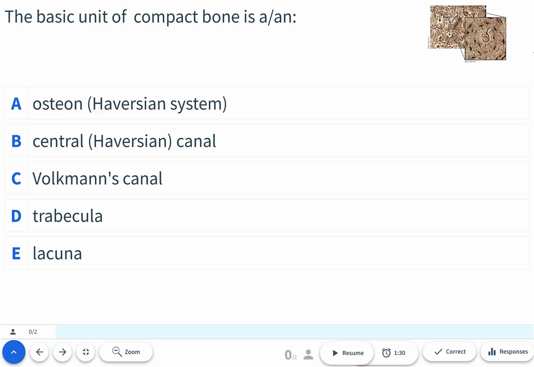As I mentioned, the osteon consists of lamellae of calcified matrix around the Haversian canal, and in these concentric lamellae there are osteocytes found in spaces called lacunae, and these lacunae communicate with each other through canaliculi, which contain processes of osteocytes, so that one osteocyte can connect to the other osteocyte. So the correct answer here, the basic unit of compact bone, is the osteon.